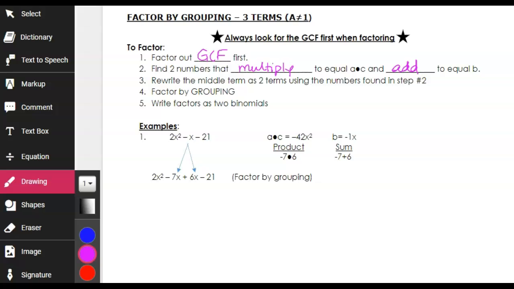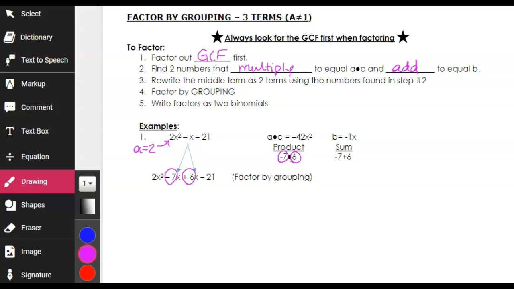So we have an example. Notice how the a value here is equal to 2. It is not equal to 1. So we find our magic numbers. The two numbers that multiply to give us 2 times negative 21, or negative 42, would be negative 7 and 6, and they add to give me negative 1. So negative 7 and 6 end up being here and here.